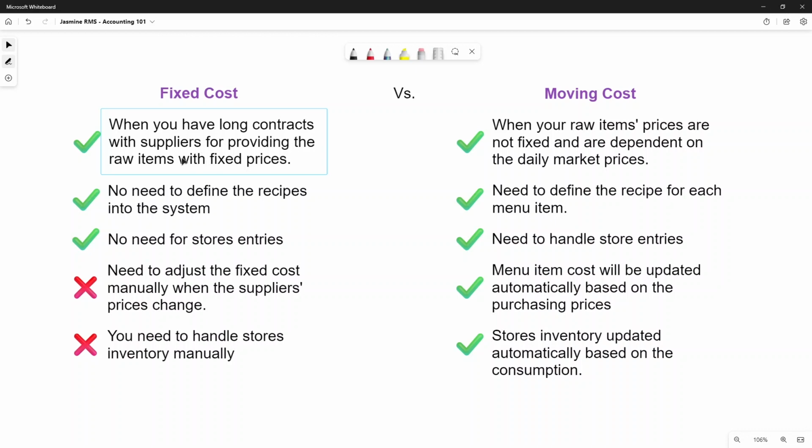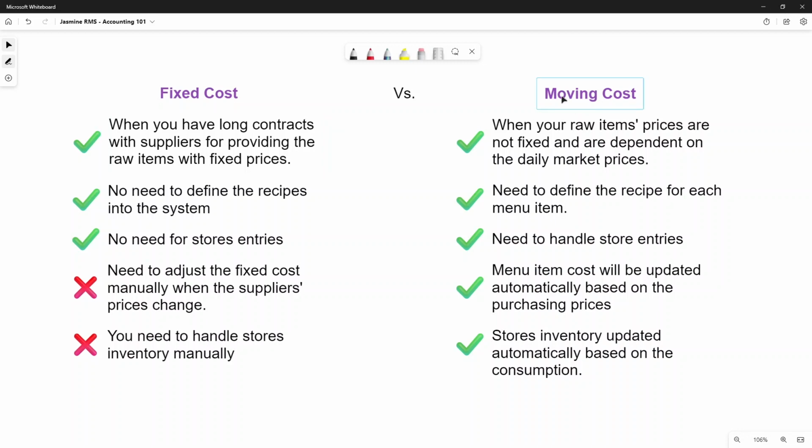Regardless if the tomato in the market goes up or goes down, the suppliers will give me those ingredients with a fixed price. Sometimes they are gaining, sometimes they are losing, but on average, they are providing the raw items and the ingredients in a profitable way for them and for us.